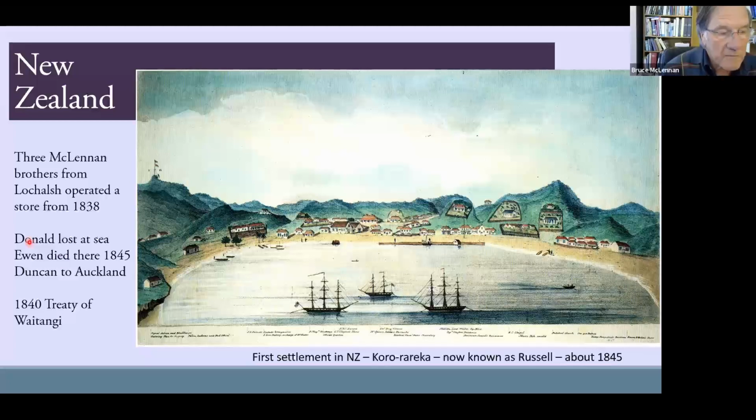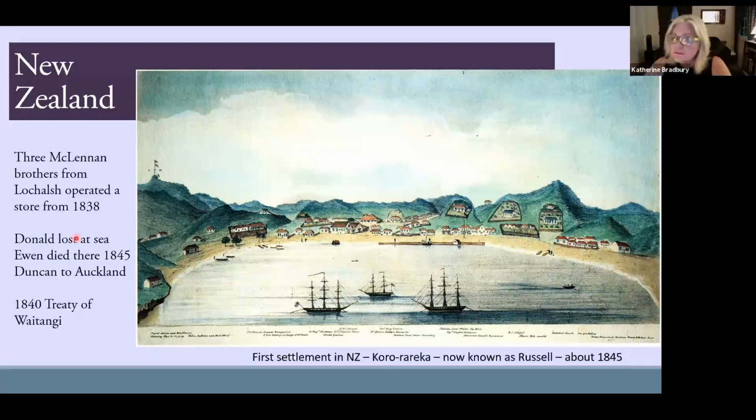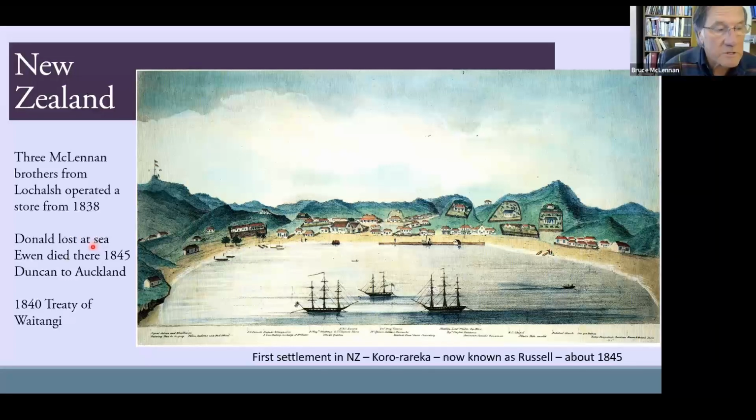Donald, the brother from Lochhouse, died at sea, going backwards and forwards to Sydney to buy supplies for their store here in Russell, the place is called, or this is the full New Zealand name, unpronounceable. And the brother Ewan, you can still see his headstone in a church about here. It's a sort of horizontal headstone. You can look him up in our records.